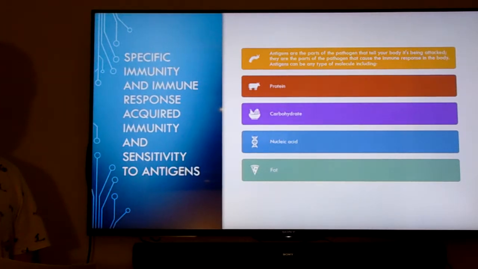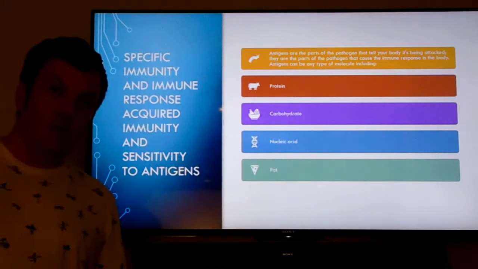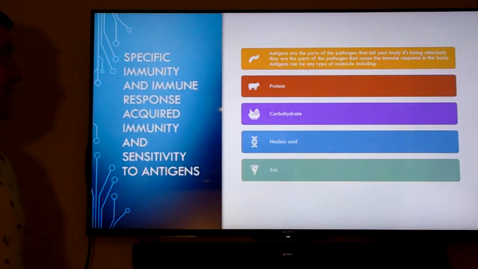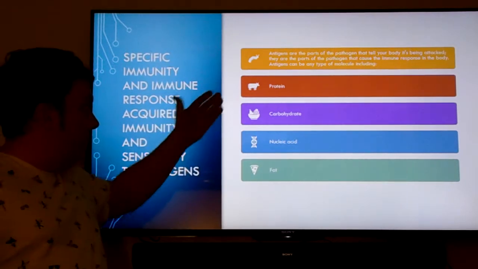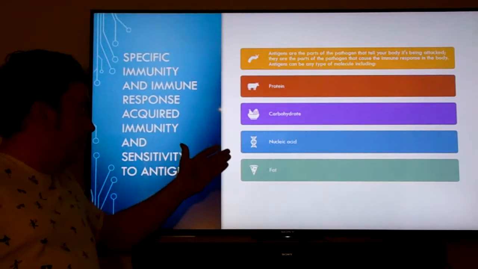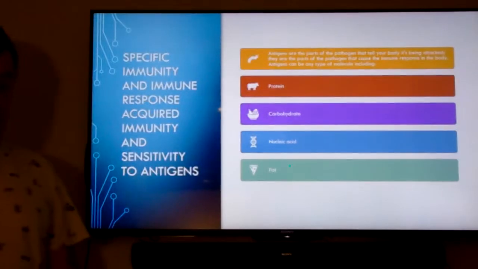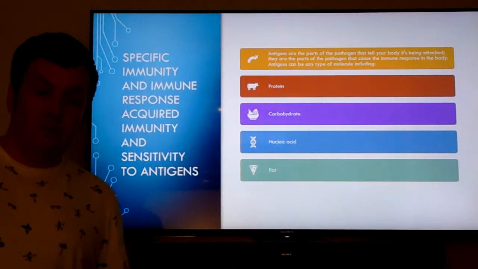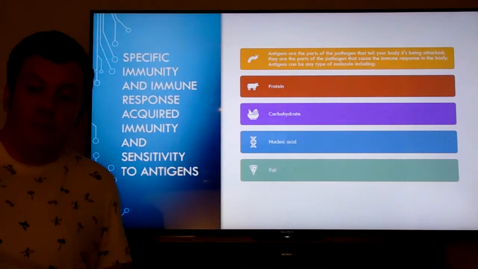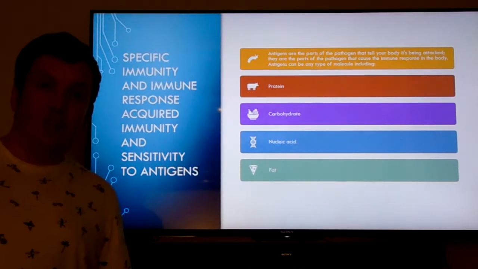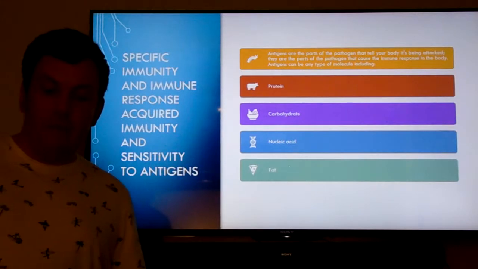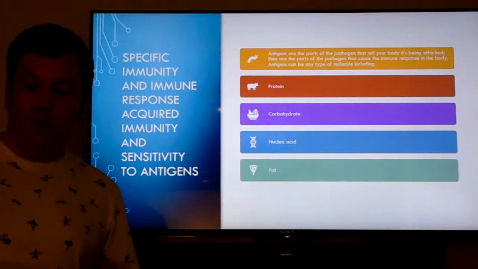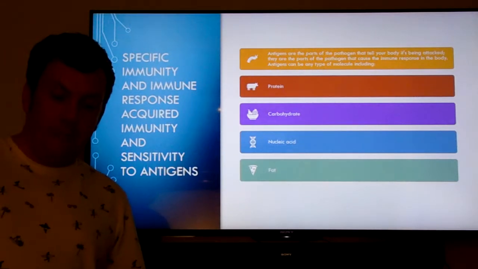Antigens are the parts of a pathogen that signal to the body that it is under attack, causing an immune response. They can come as any type of molecule, so proteins, carbohydrates, nucleic acids or fats. Acquired immunity is as basic as it sounds. It is immunity that wasn't present when we are born. Essentially, it's a learned response to our environment and how our bodies learn to attack the antigens and pathogens and create a memory of how to do it.